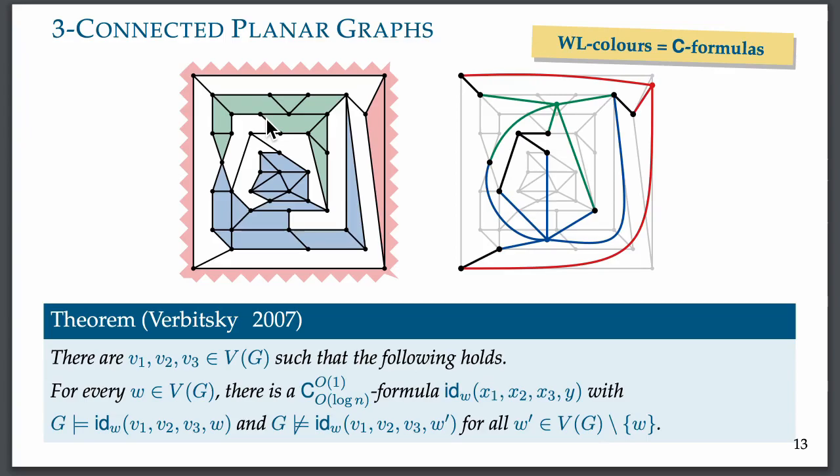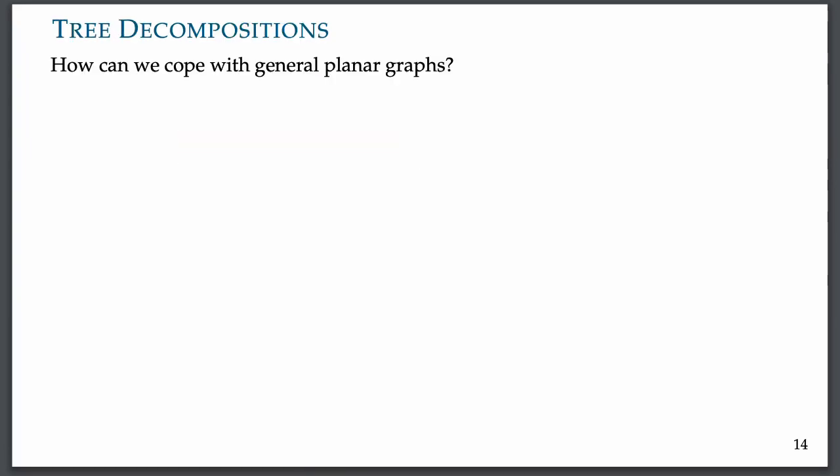So we can write a formula to state that, for example, let's say this would be blue. The blue vertex and the green vertex are adjacent or are not adjacent depending on whether they are neighbors in G. And we can proceed like this to define the entire edge relation on G. So this result gives us that 3-connected planar graphs are identified. But how can we cope with general planar graphs?